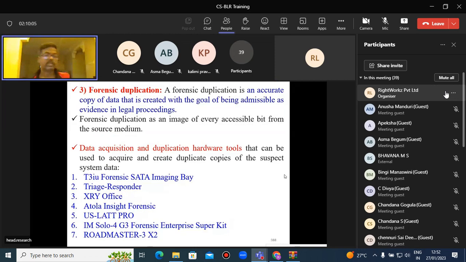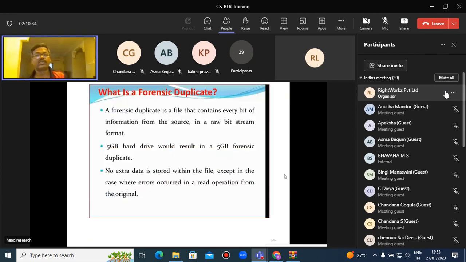So these are the 7 tools we are using: T3IU Forensics Data, SATA, Imaging Brain, TRIES Responder, XRY Office, Atola Insight Forensic, US Mac Pro, IM Solo 4 G3 Forensic Expertise, SuperKit, Roadmaster 3X2. So these are the data acquisition and duplication hardware tools. What is a forensic duplicate?